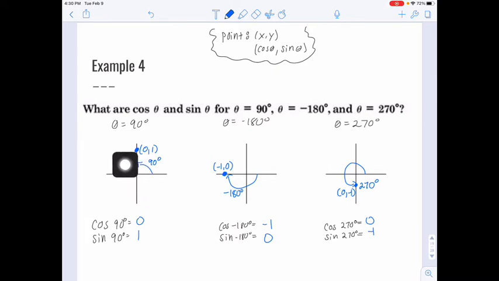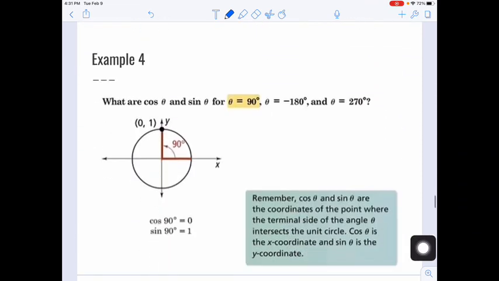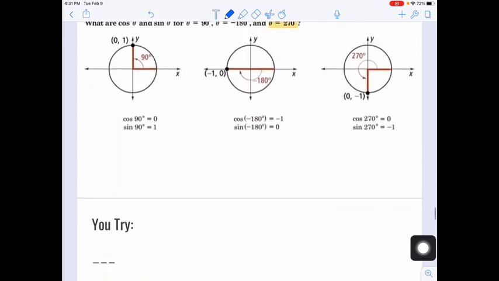So up at 90, we would be at (0, 1), so the cosine is 0, the sine is 1. For negative 180, it would actually be the same if we had positive 180. We will end up at (negative 1, 0), so the cosine is negative 1, the sine is 0. For positive 270, we will end up down at (0, negative 1), so the cosine is 0 and the sine is negative 1. The work for this problem is written out on the next few slides.